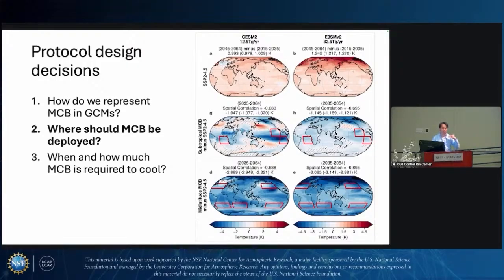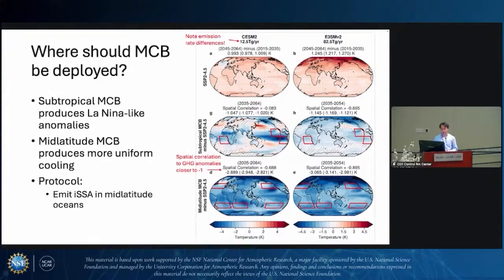And so when we apply MCB in the subtropics, that might actually exacerbate warming regionally. However, when we shift the emissions towards the mid-latitudes, we find a couple things. So the first is that, at least in CSM and E3SM, the forcing is more efficient at mid-latitudes because there's more low clouds to brighten. And then we also find that the feedbacks are less negative in the mid-latitudes, and so we get more cooling per unit forcing when we are applying MCB in the mid-latitudes.